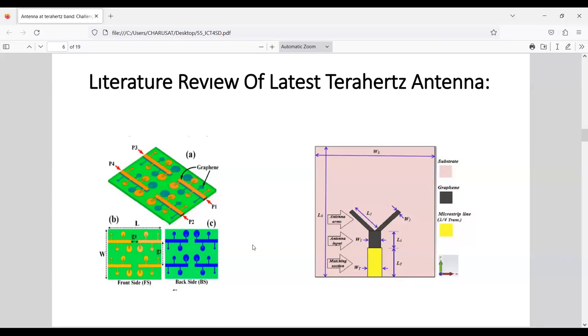So it has two symmetric orthogonal arms, which is the main key point of this particular design. By adjusting the length of these two arms, the author has achieved a return loss of more than 12 dB.